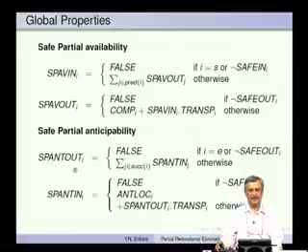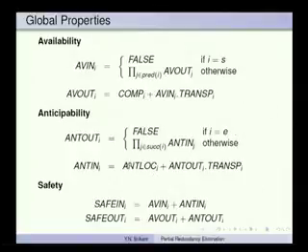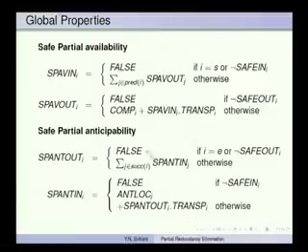The safe partial anticipability at the output point of I is similar. It is false if I is either the end block or the output point is not safe. In other cases, again you take the union, rather the OR operation, of span in j, where j are the successors. In the previous case we took successors, but we took the AND operation. In this case again we take the OR operation because we are looking at partial anticipability, any one of the paths will do, that is why the OR operation.